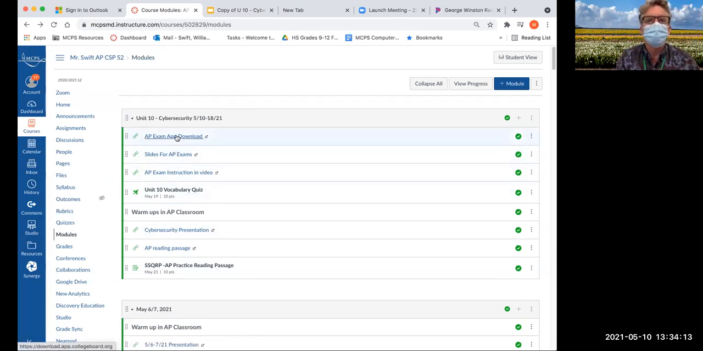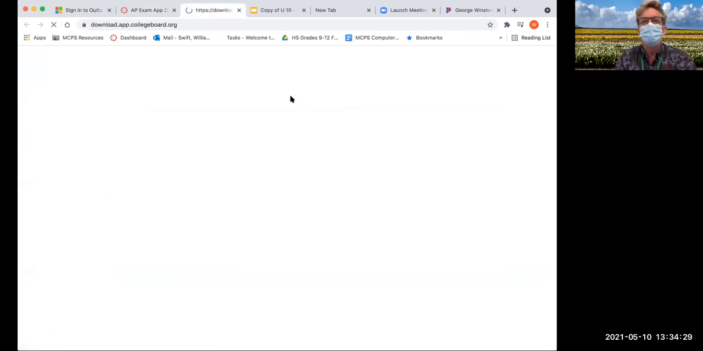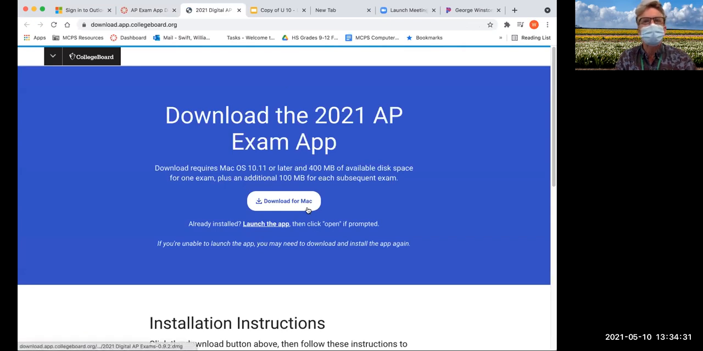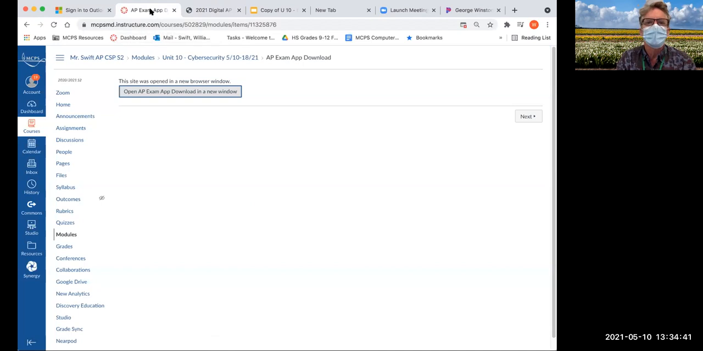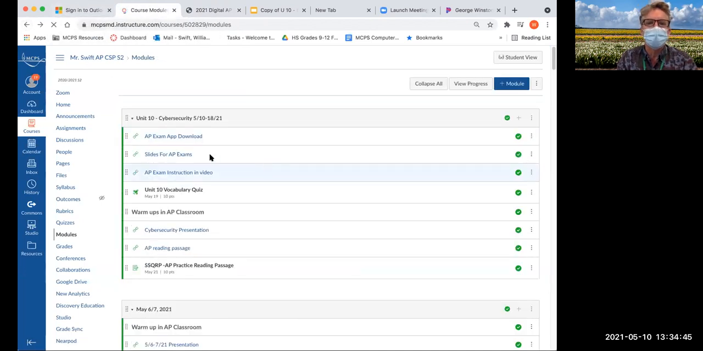So right here in the module is something I want you to try and do. This is a link to the AP digital exam app. This is how you're going to take your AP exam at home. All right. When I open it, it says it's for Mac. I am assuming that it knows what my computer is and is sending me Mac because I'm on a Mac. Let me know if it's not sending you the app you need. Okay. There is a way to test the app. We'll try that next class.